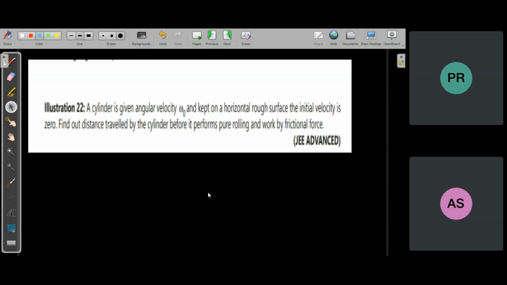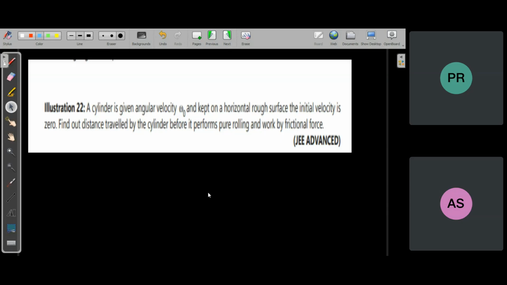The cylinder is given with angular velocity omega, upon a horizontal rough surface, the initial velocity is zero. If the cylinder is on the ground and you assume it starts from initial zero, then the distance traveled by the cylinder before pure rolling begins.